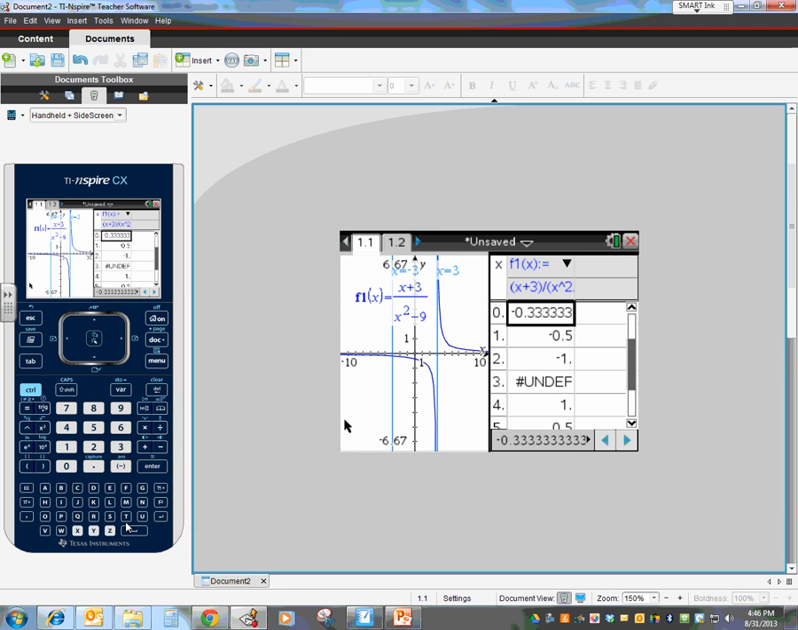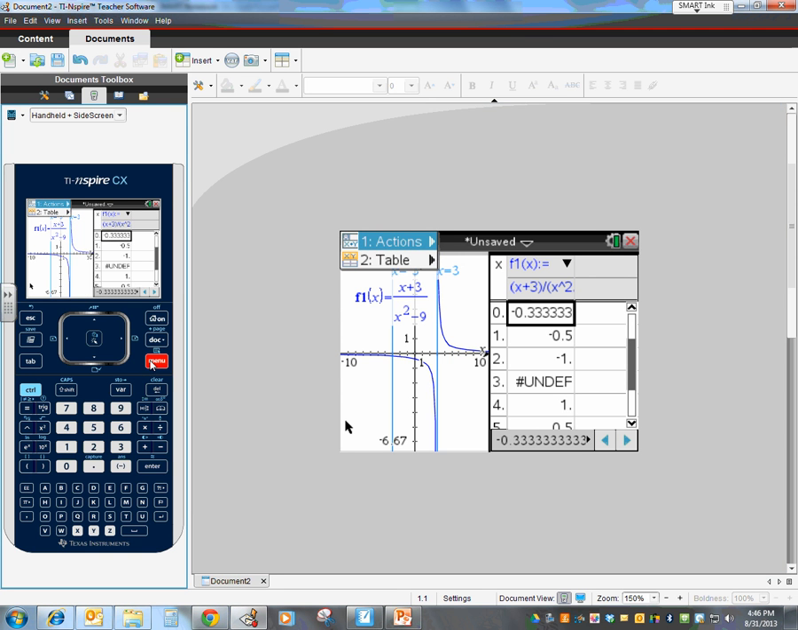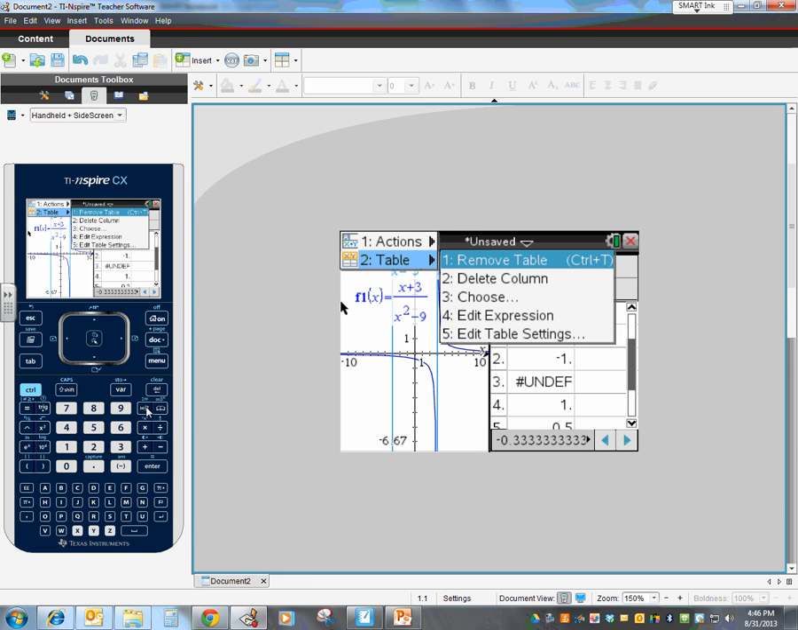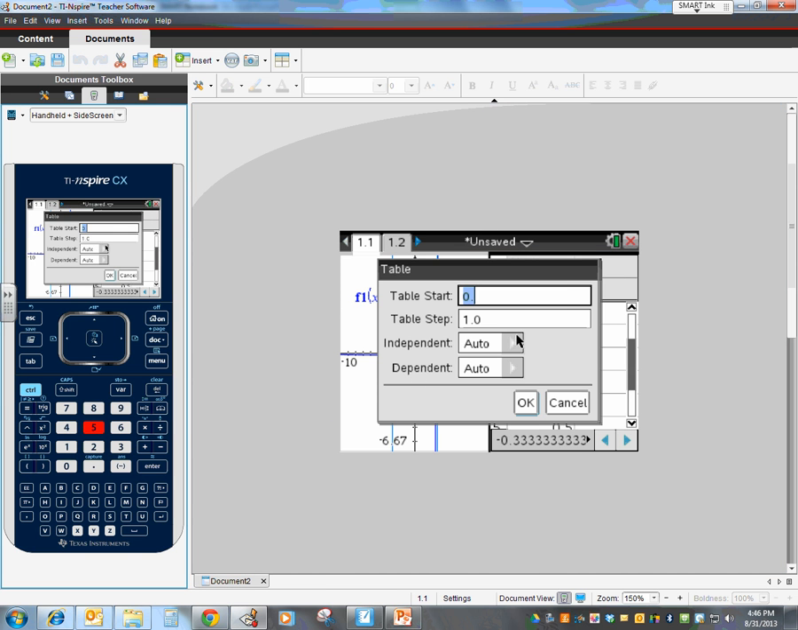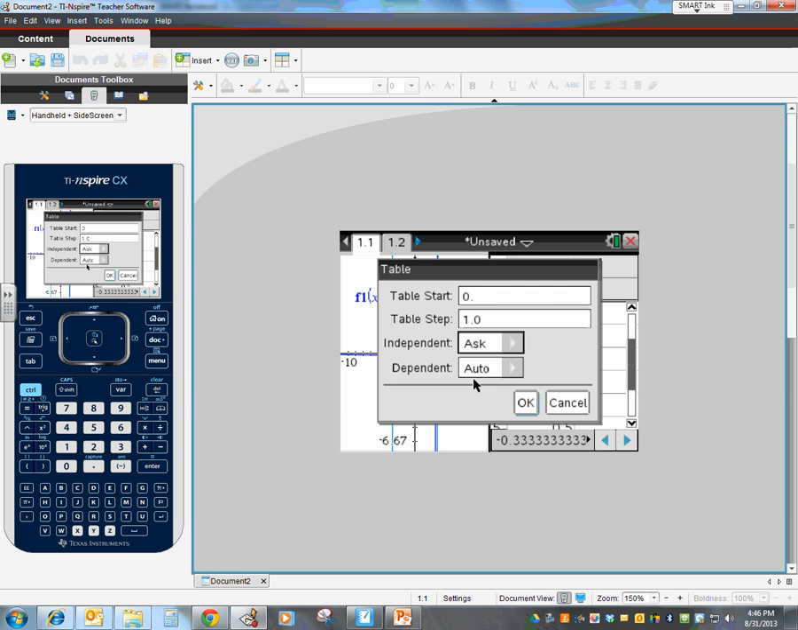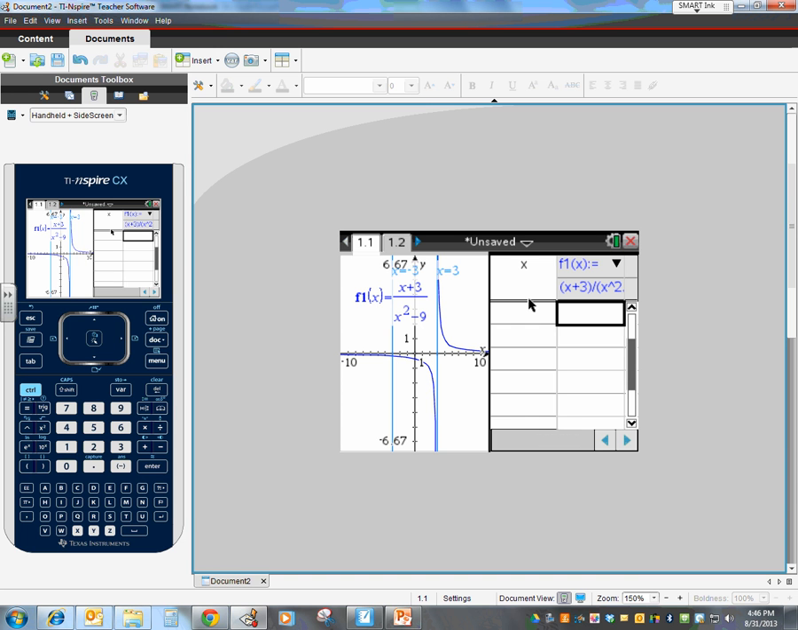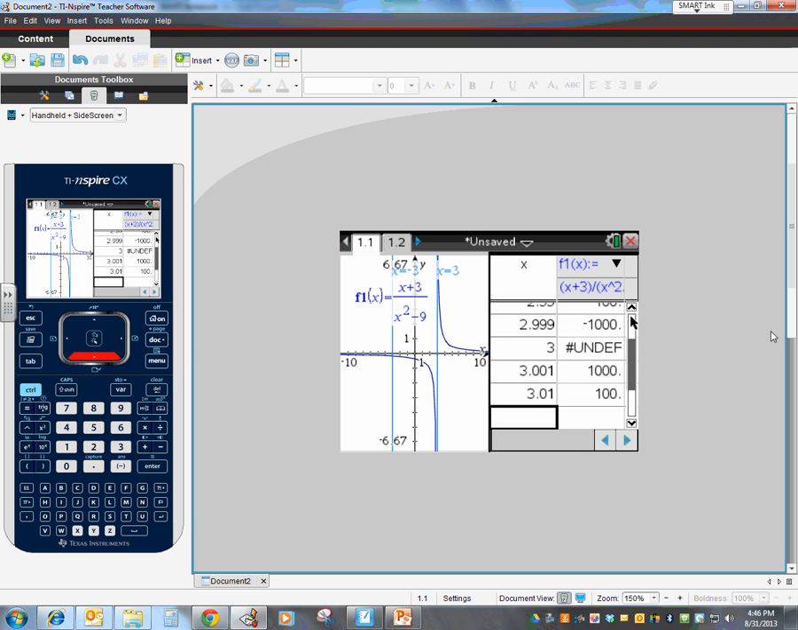There's my table. I'm going to hit Menu. Up there's my menu, what I'm choosing from. I'm going to choose 2 for table. It didn't like that. 2 for table. Okay, come on. There we go. And 5 for settings. Click on ask for the independent variable and click OK. And let's go put in 2.9, 2.99, 2.999, 3, 3.001, 3.01, and 3.1.